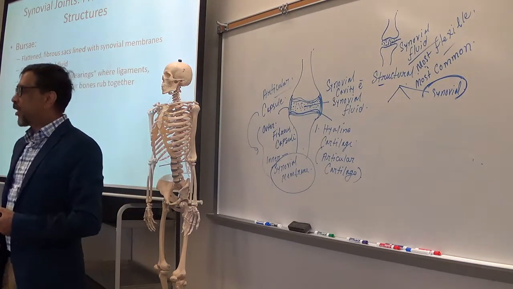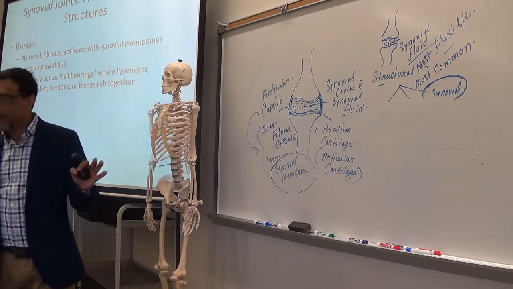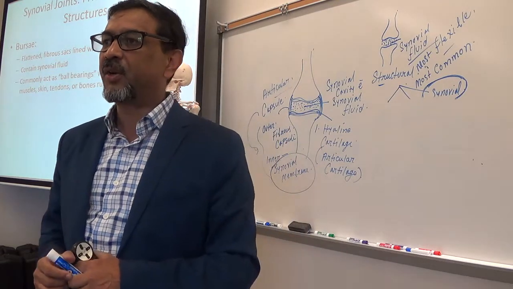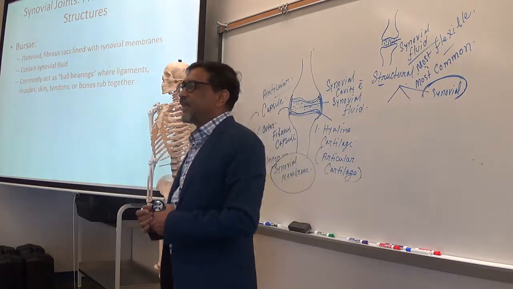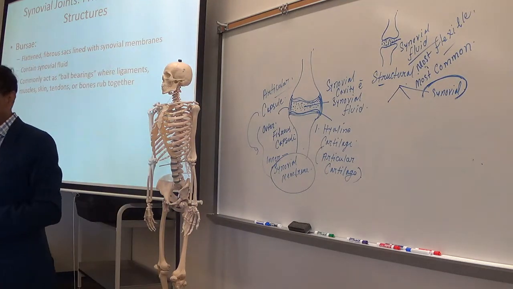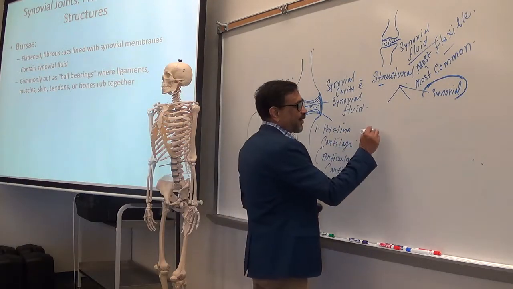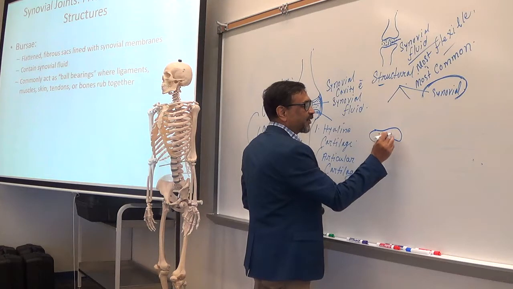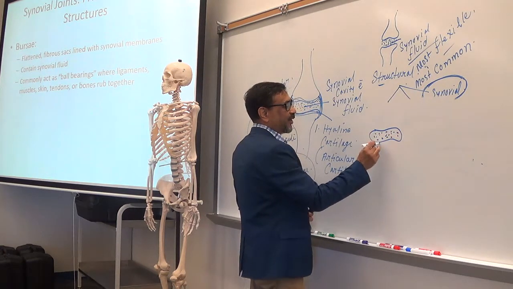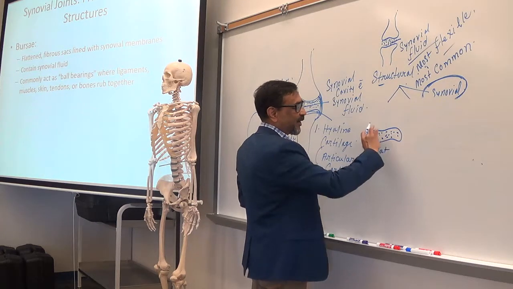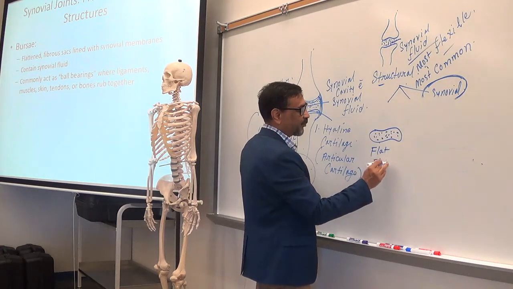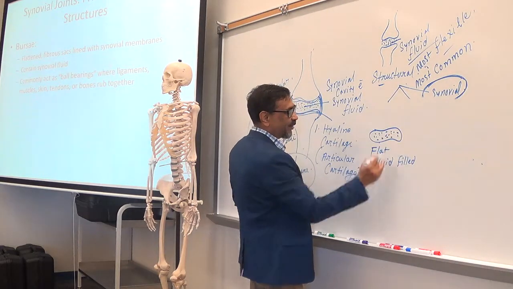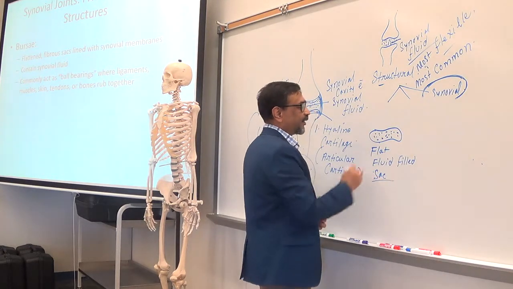In some large synovial joints, not in all synovial joints, in large synovial joints, we see another structure that is called a bursa. Bursa are fluid-filled flattened sacs. So bursa are like flat fluid-filled membranous sacs. So flattened fluid-filled, membranous, this is the membrane sacs. Okay, that's the bursa.